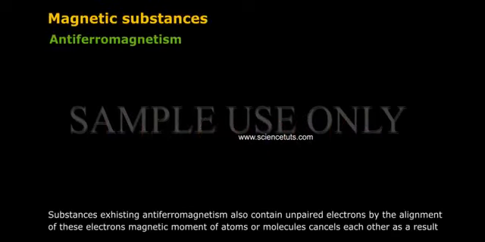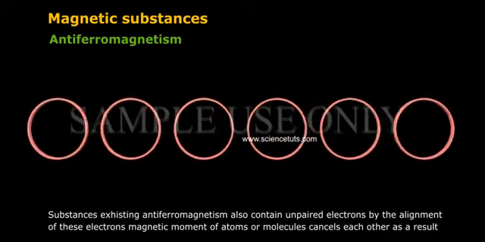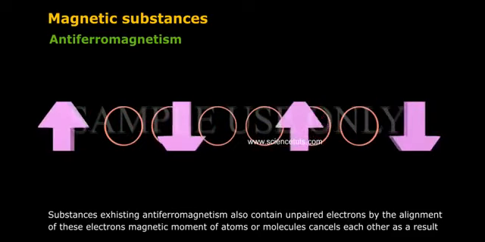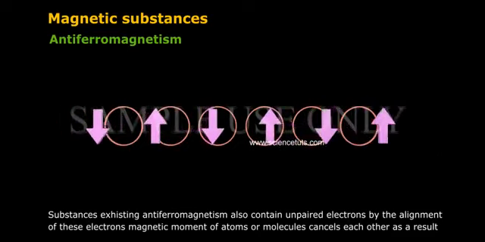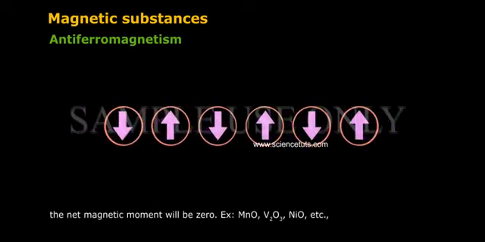Antiferromagnetism. Substances exhibiting antiferromagnetism also contain unpaired electrons. By the alignment of these electrons, the magnetic moments of atoms or molecules cancel each other. As a result, the net magnetic moment will be zero. Example, MnO, V2O3, NiO, etc.